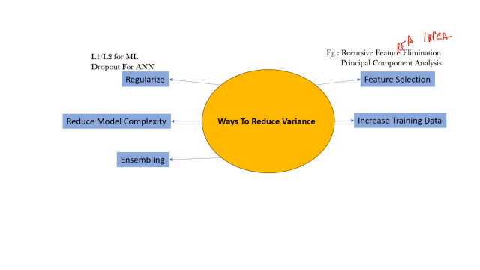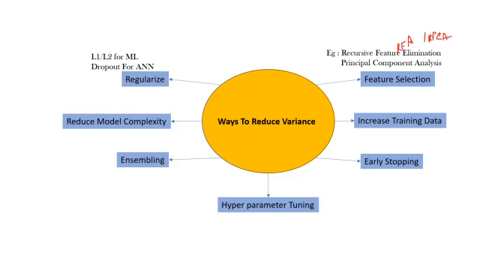And if you're using data which is of type image or text, you can use data augmentation techniques. And then you can also use early stopping, where you stop the training once the validation error starts increasing. And then you can tune the hyperparameters like learning rate or other fixed parameters in your model.